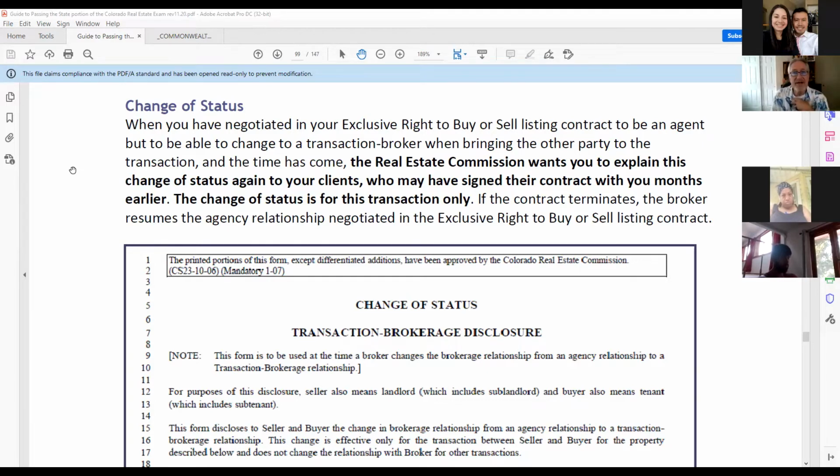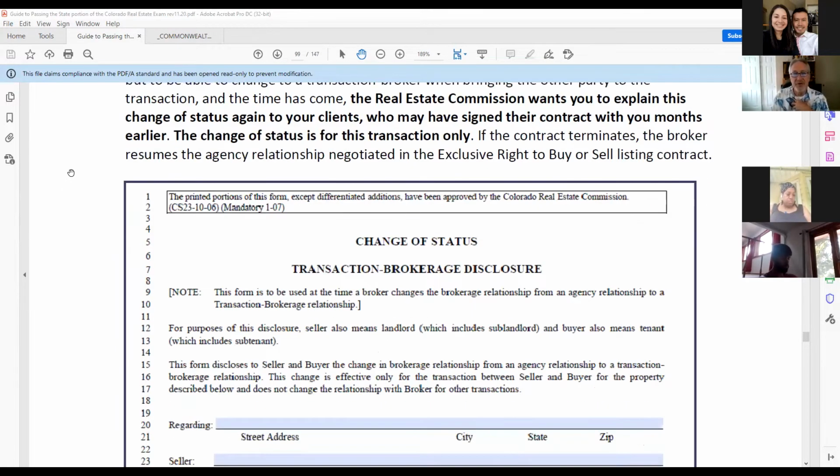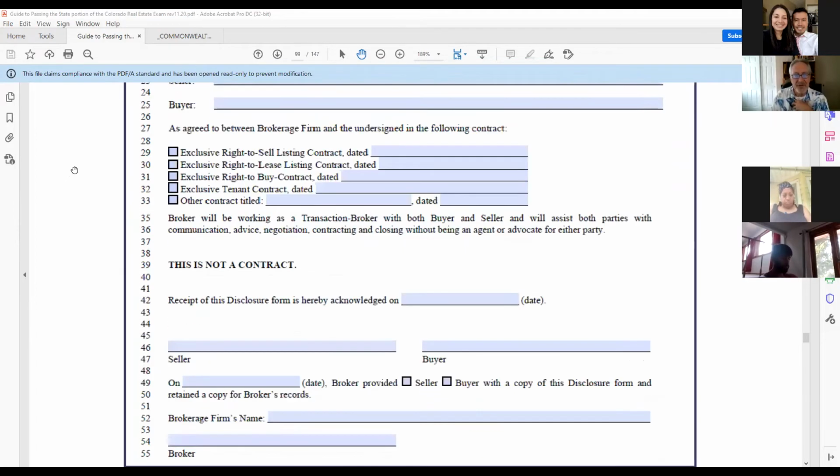So I'm the seller's agent, and all of a sudden I'm going to be a transaction broker. I check the box, changing status on the contract at the bottom there, and I provide this form to the seller. So it lets them know there's no ambiguity about the change of status.